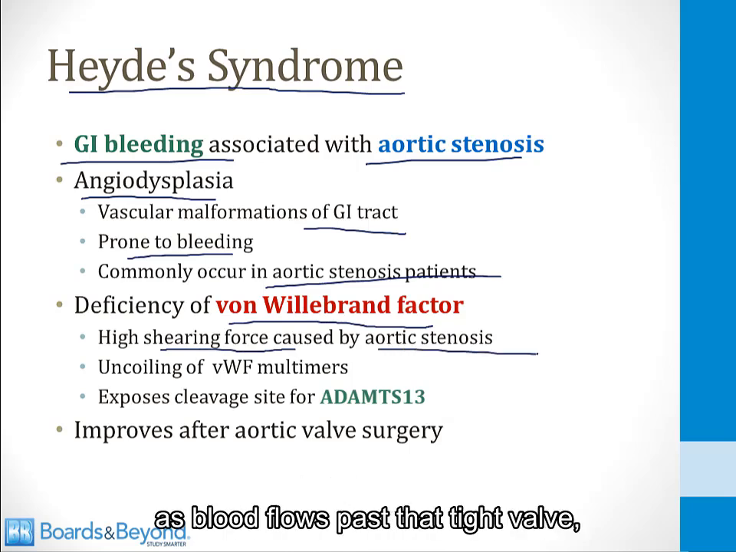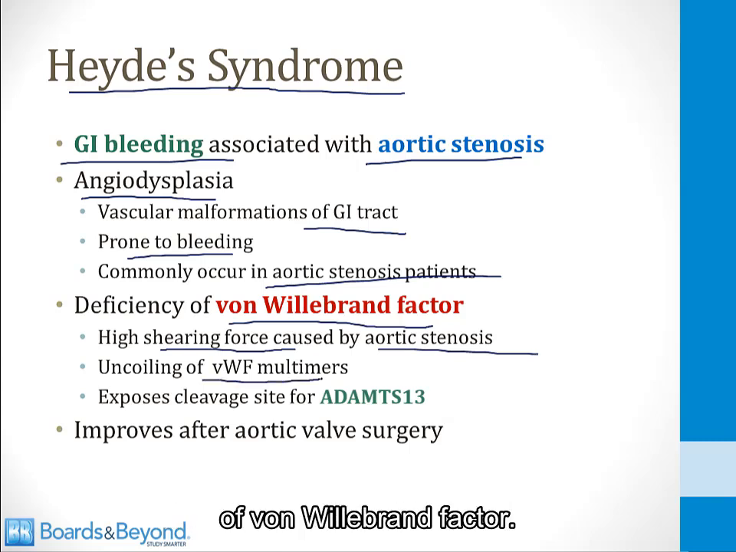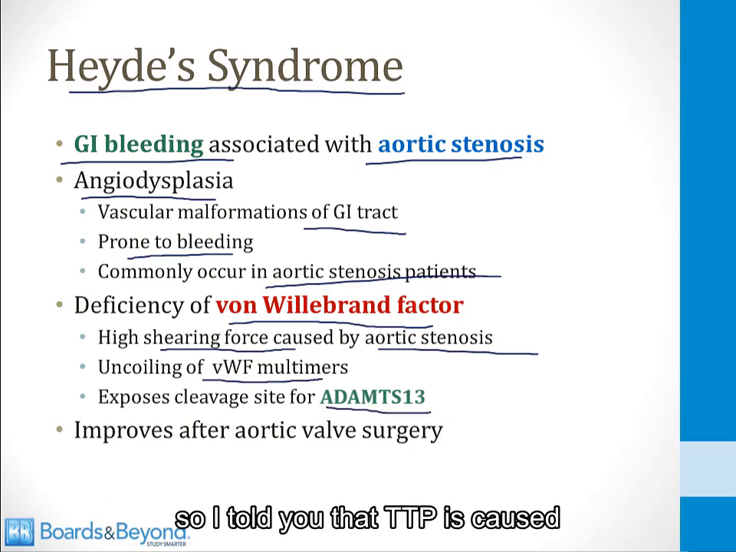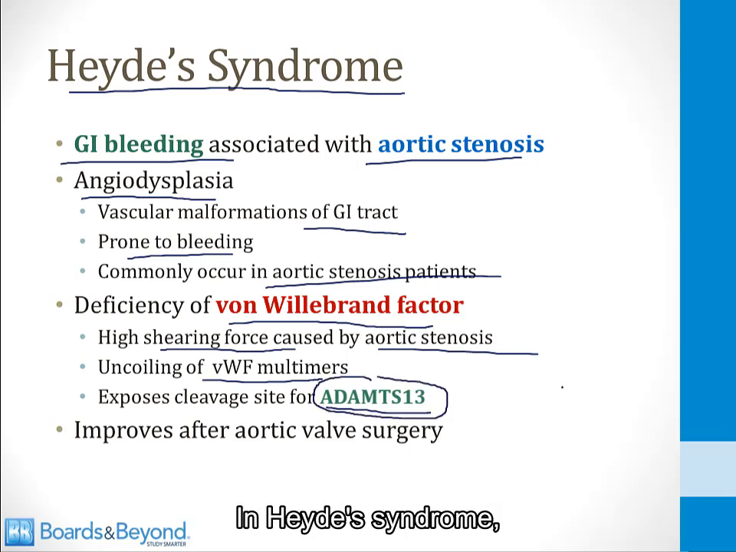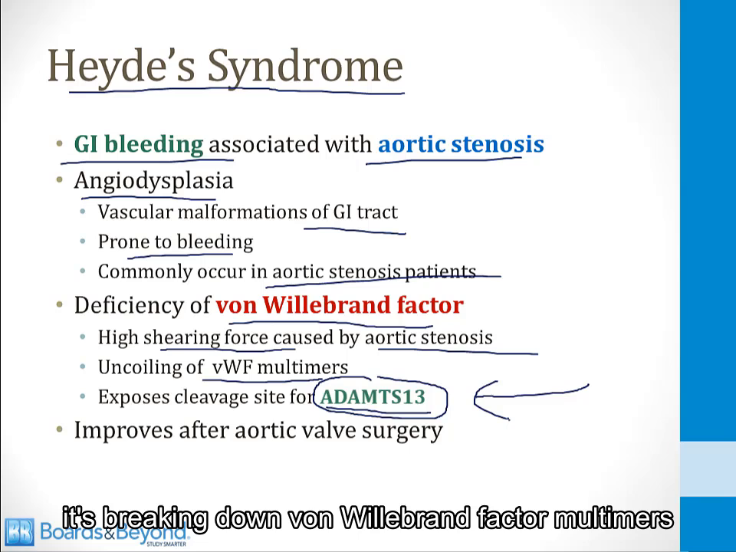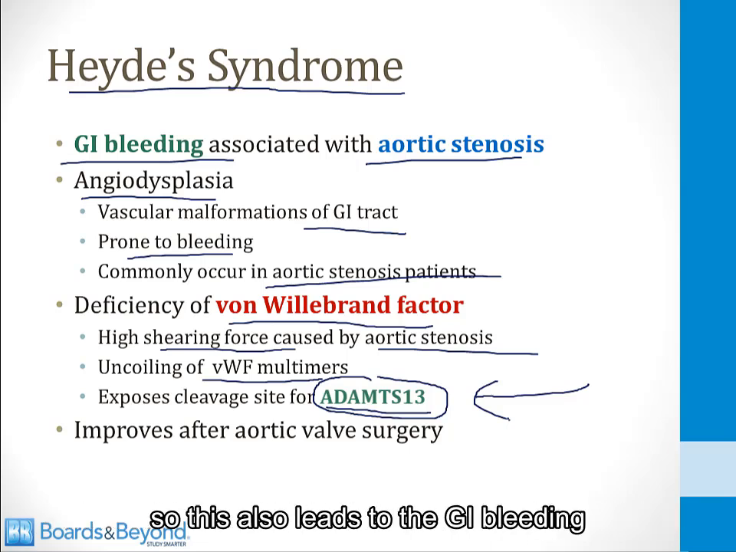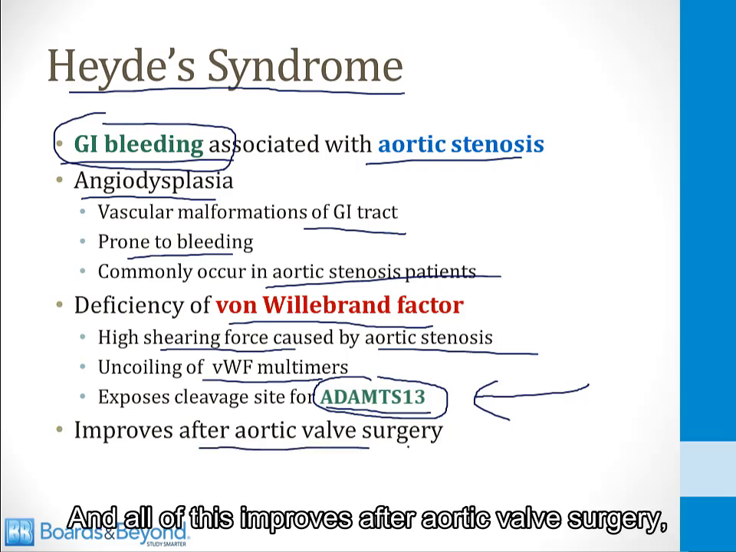As blood flows past that tight valve, there is uncoiling of the multimers of von Willebrand factor. This exposes the cleavage sites for ADAMTS13. So I told you that TTP is caused by a deficient activity level of ADAMTS13. In Hyde syndrome, you have overactivity of ADAMTS13. It's breaking down von Willebrand factor multimers and causing von Willebrand factor to be less efficient. So this also leads to the GI bleeding that is seen in patients with aortic stenosis. And all of this improves after aortic valve surgery.